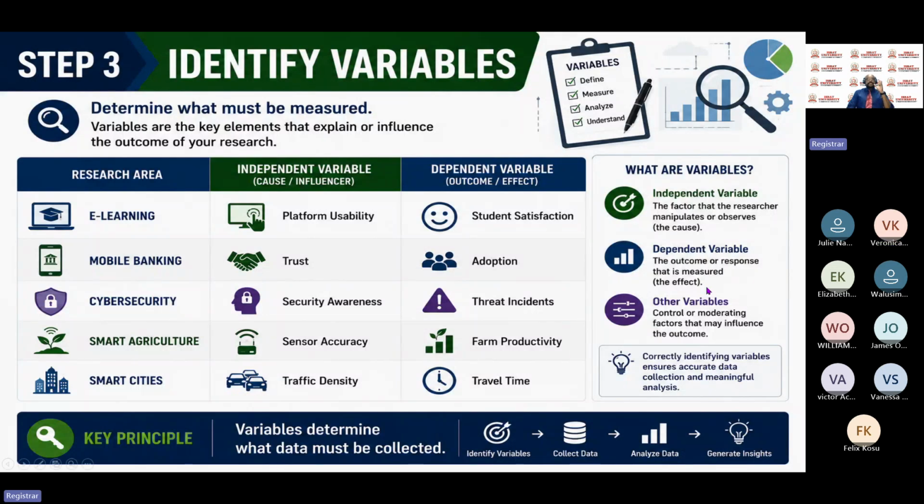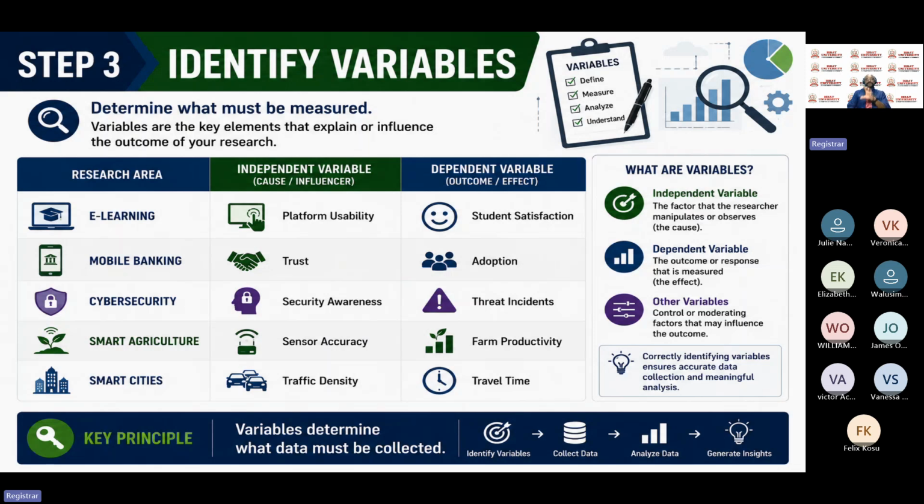All right. Now, step three, identify variables. Look at any research, variables are the most important thing. Sometimes the variables of ICT research and social science research look similar, but there are differences. If you took a research area in e-learning, the independent variable may be platform usability. This platform usability leads to student satisfaction. So the independent variable is the variable that causes or influences the dependent variable, that's how we have to study. The dependent variable is either the outcome or effect variable.